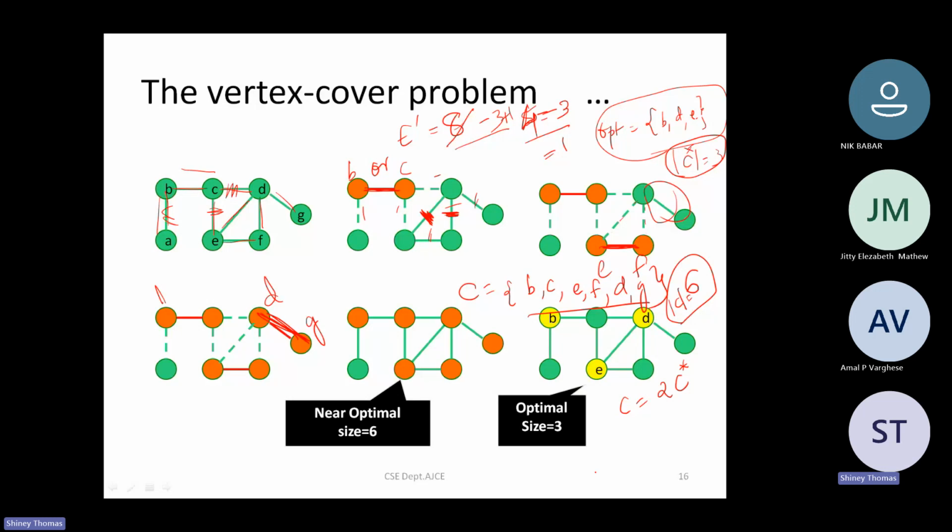But still we could do this algorithm in polynomial time. That is what they're trying to prove. So is it okay?